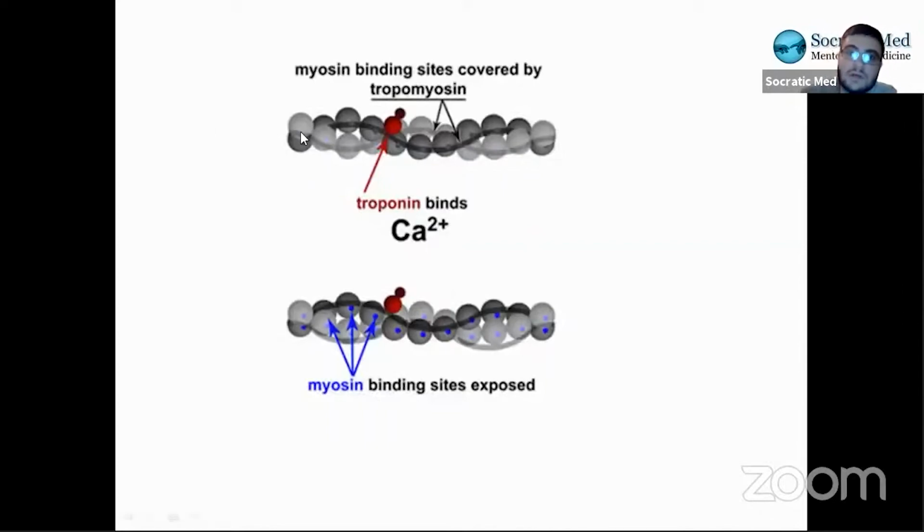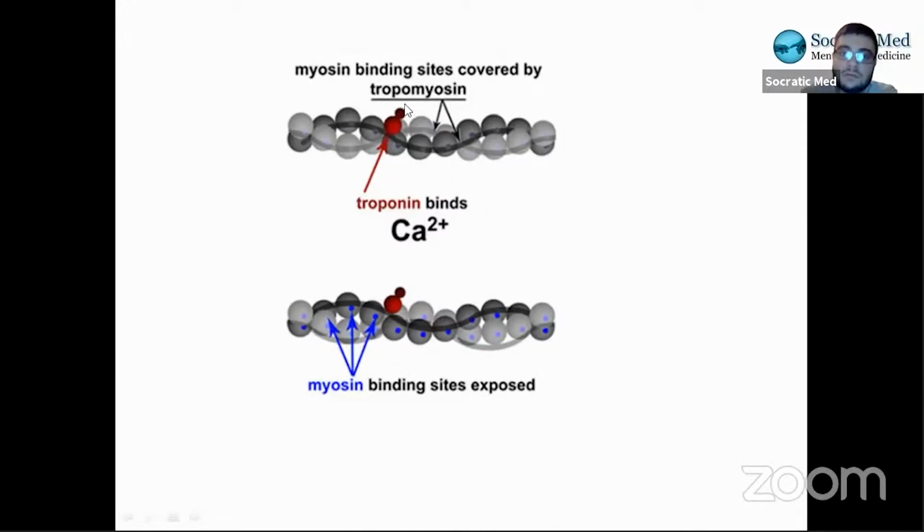If you want to look at this picture, these little gray balls are the actin. And if you notice, there are these little blue dots. Those blue dots are the myosin binding sites on the actin, the spots where the myosin actually attaches to the actin. Before troponin binding, this little vine thing, tropomyosin, is perfectly covering all of these dots, so myosin can't bind.